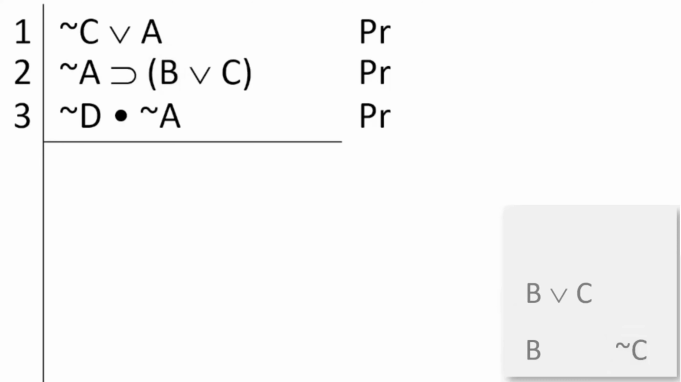We now focus on where it's located. We see that B or C is a consequent in the conditional in line 2. So if we can derive tilde A, not A, we'll be able to match the antecedent, apply modus ponens, and derive B or C. How can we get tilde A? Well, it's the second conjunct in line 3, so we'll be able to apply simplification to get it.